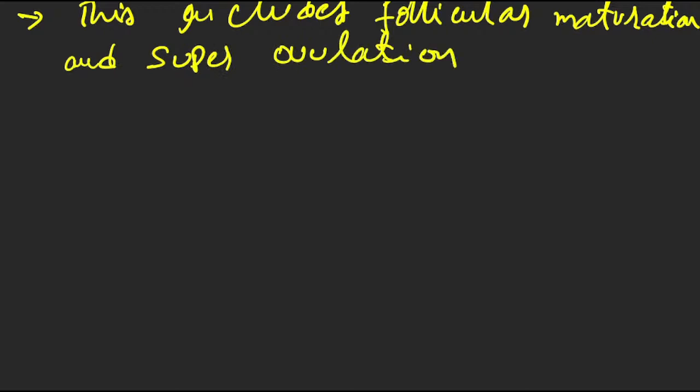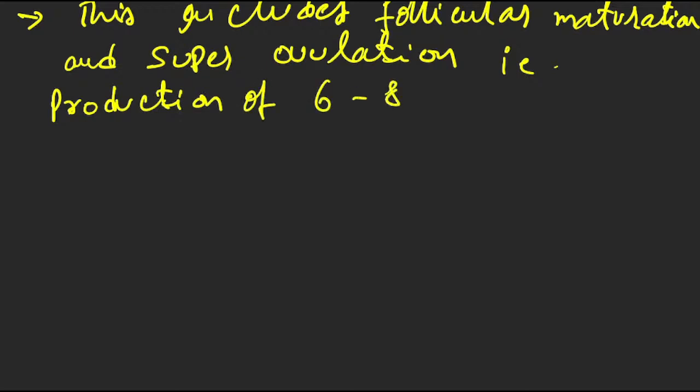What is a superovulation? Production of two or more than one eggs per cycle. Ovulation, that is production of 6 to 8 eggs per cycle.